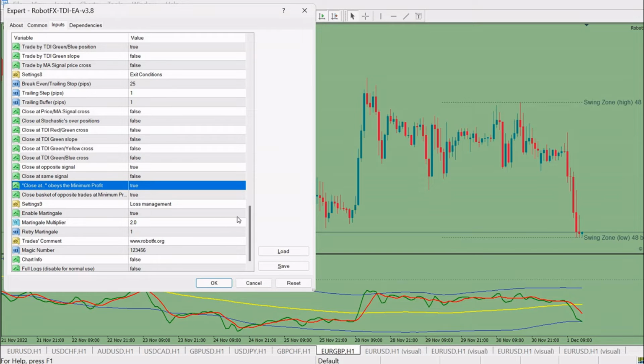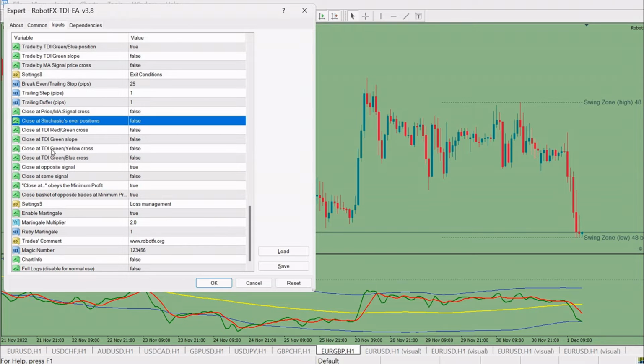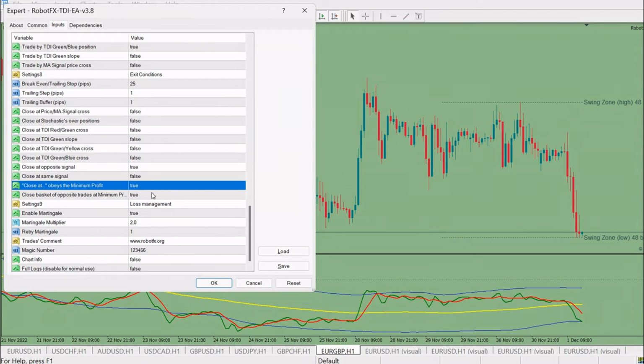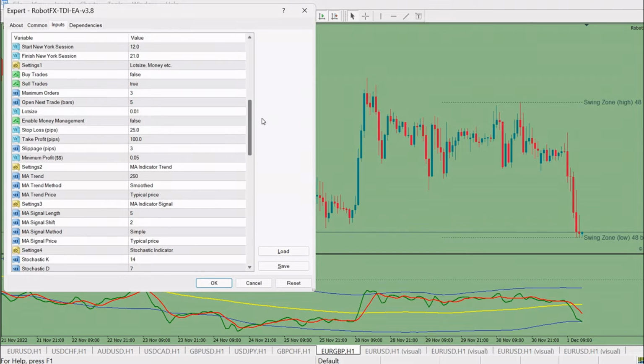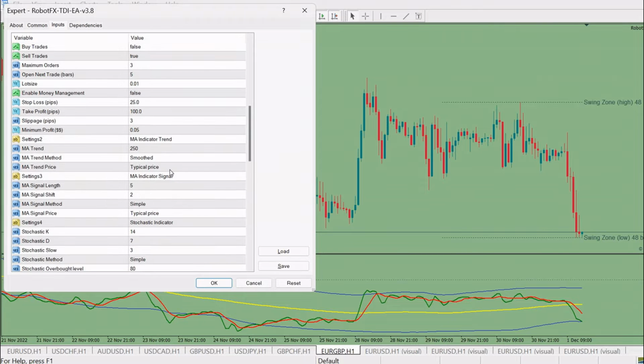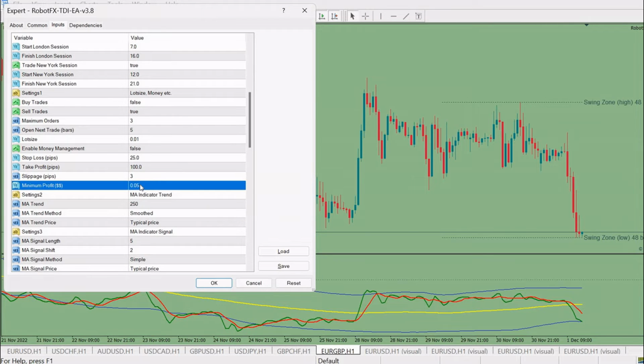I will talk about these various ways to close open trades, close at various signals, and there's the option to set close at, which applies to all these criteria. Obeys the minimum profit, set to true. That means that the expert advisor will close the open trades only if they have achieved a minimum profit, at least a minimum profit of 5 cents as per these settings.